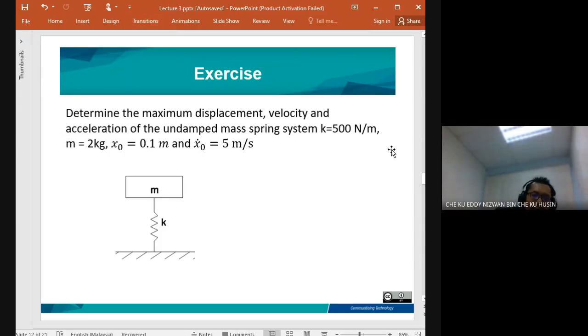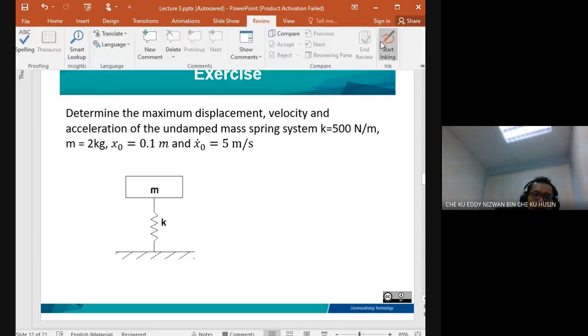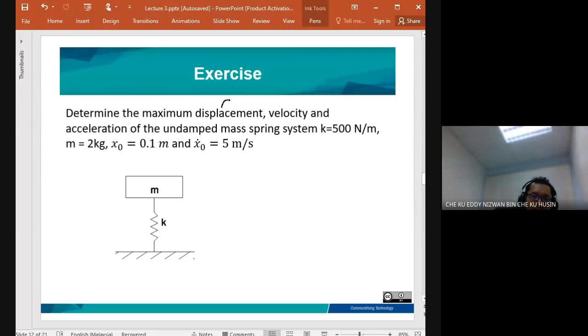Okay, so now we want to find the maximum displacement. Maximum displacement is equivalent to A. The maximum velocity, if you refer to the velocity equation, is A omega n, and maximum acceleration is A omega n square. So that's the value we want to calculate, which is to calculate maximum amplitude.